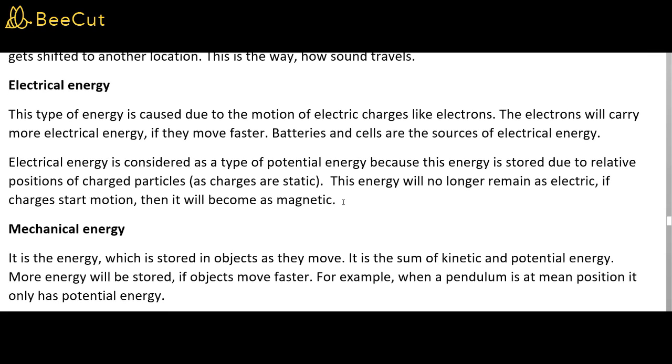The next one is electrical energy. This is a type of energy that is caused by the motion of electric charges. You see, like in current, the charges are moving, so definitely that is electrical energy. Its example is electrons, as current is usually carried by electrons. Electrons will carry more electric energy if they move faster, and the term faster here is derived from the source. So definitely there must be some source pushing those electrons to move in the whole circuit. That is done by batteries or cells, whatever that is here.